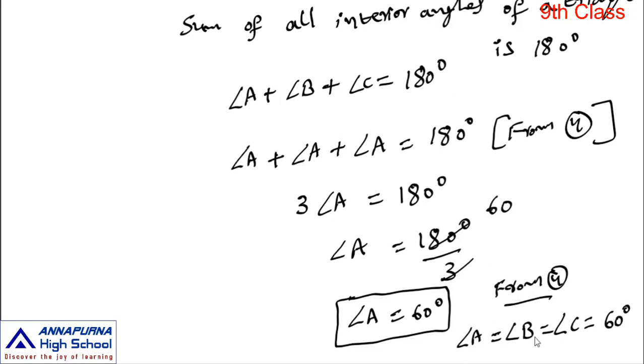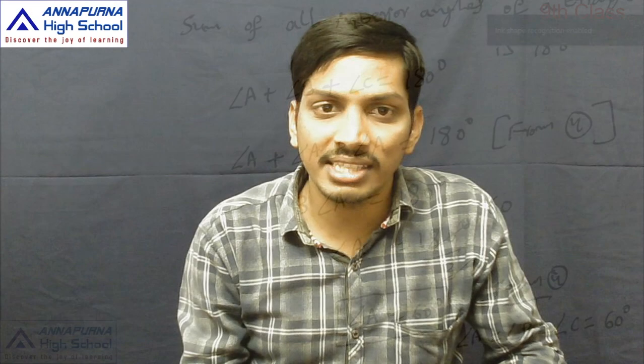From 4, angle A equal to angle B equal to angle C. Already we proved angle A equal to 60 degrees. So angle A equal to angle B equal to angle C equal to 60 degrees. So each angle of an equilateral triangle is 60 degrees. This is the most important property of an equilateral triangle. This is the exercise 7.2.